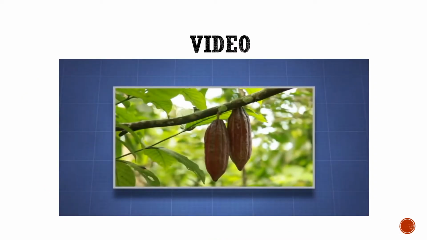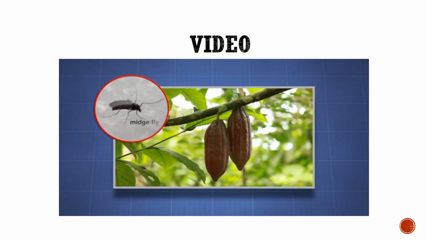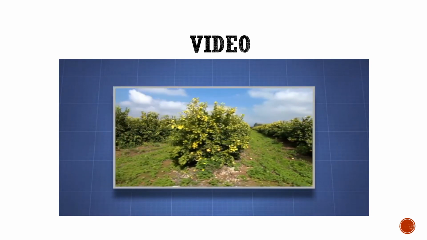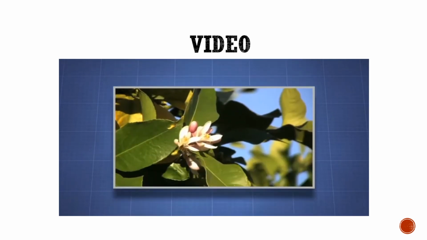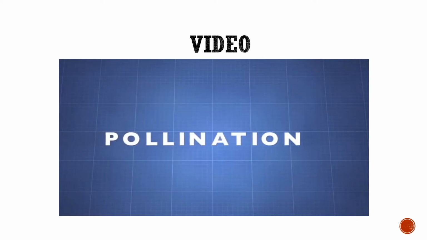Chocolate comes from the cocoa tree. Midges pollinate the cocoa flowers, so if you like chocolate, you can thank these tiny flies. In fact, most of our fruit crops, grains, and vegetables need to be pollinated. It's no exaggeration to say our lives depend on pollinators. Let's learn more about pollination.